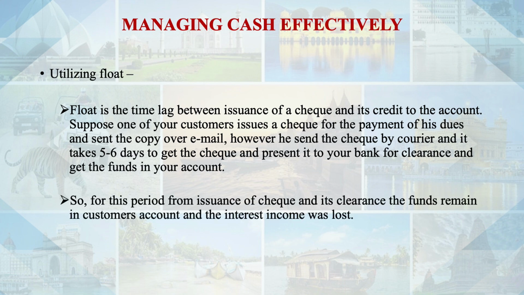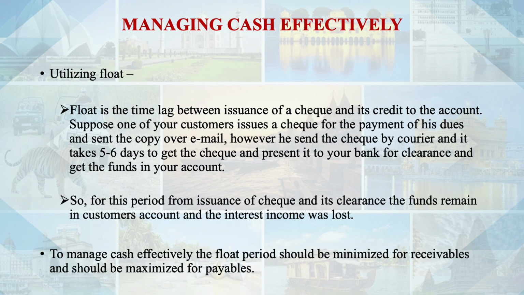So if the check is of a huge amount, then that 6 days of interest is being utilized by the payer, that is, by the customer itself. So if you want to manage your cash effectively, you need to reduce this time when there is a receipt, and when you are making the payment, then you need to increase this time, using this float to our own benefit. Means we issue the check and we send it by courier, so for that lag or time period, the amount stays in our account and we get the interest for that. So this float is utilized for managing cash effectively. In case of receipts, the float should be minimum. In case of payments to the suppliers made by the business, the float should be maximum.